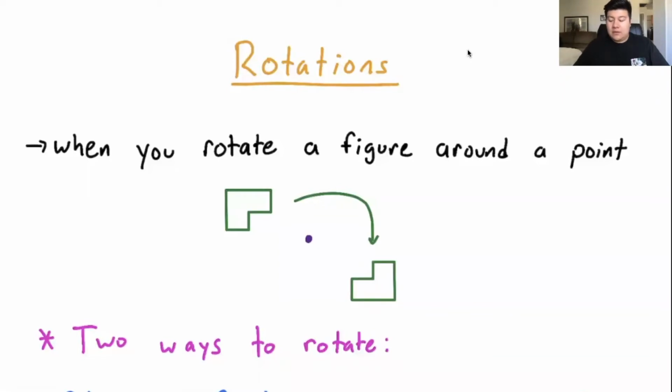Now in this video, we're going to be looking at rotations. So rotations is when you rotate a figure around a point. Like in this example, this is a point. When we rotate it, we're just turning it around. Okay, we're spinning it around this point.